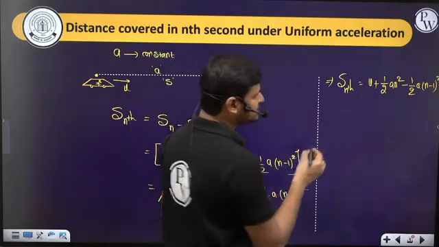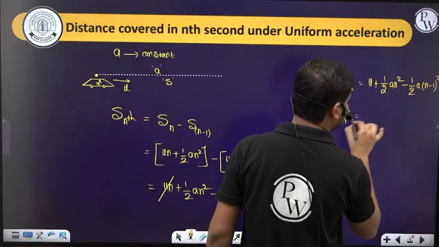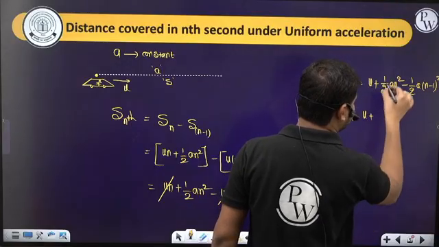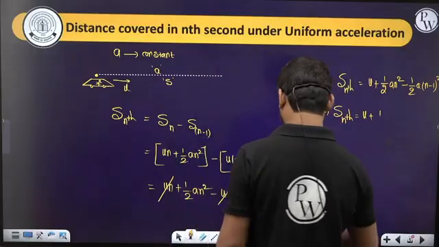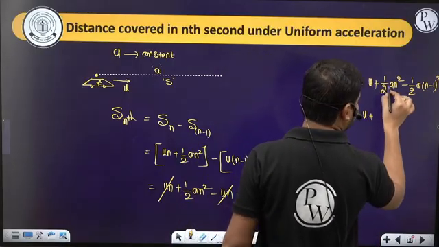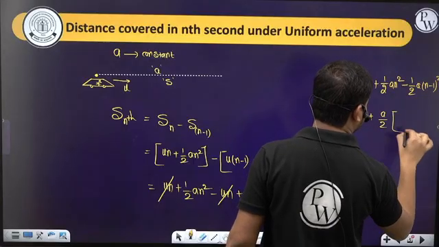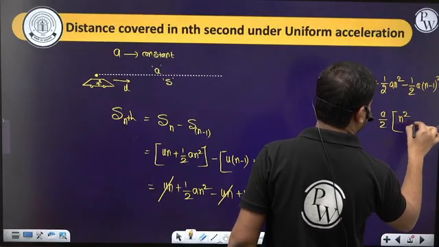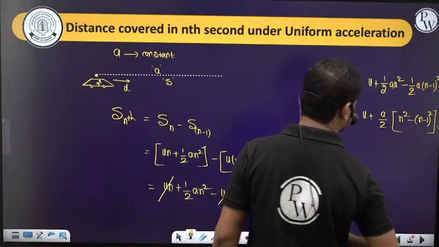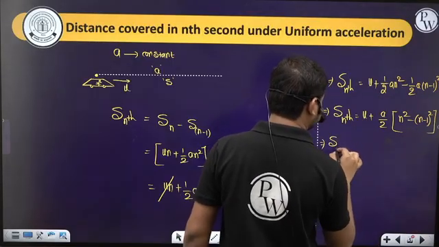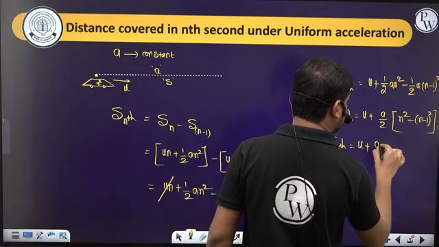Now let's do the calculation. The distance traveled in the nth second will be equal to u plus, I am taking half a, or else simply write this as a by 2, which is half into a. Let's take it as common. Then this is n square minus n minus 1 whole square. So the distance traveled in the nth second will be equal to u plus a by 2.